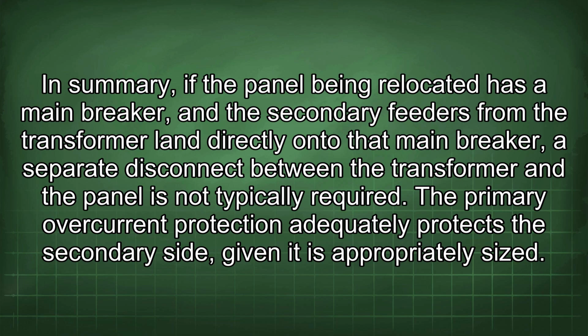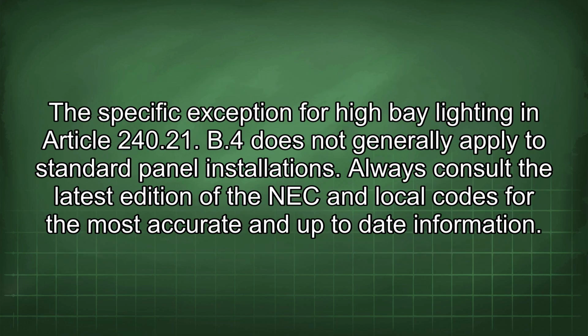In summary, if the panel being relocated has a main breaker and the secondary feeders from the transformer land directly onto the main breaker, a separate disconnect between the transformer and the panel is not typically required. The primary overcurrent protection adequately protects the secondary side, given it is appropriately sized. The specific exception for high bay lighting in Article 240.21(B)(4) does not generally apply to standard panel installations.